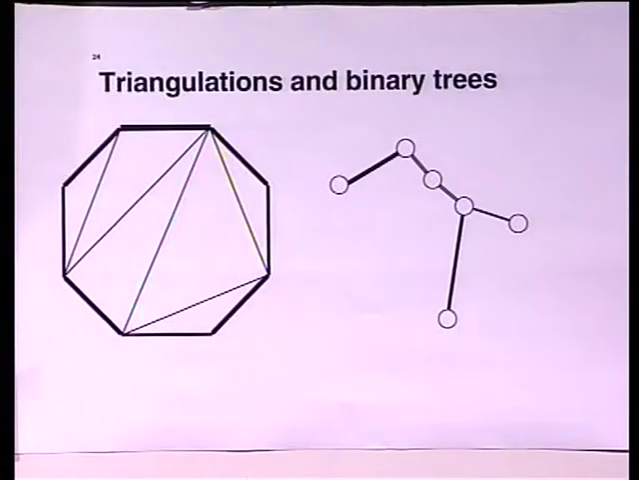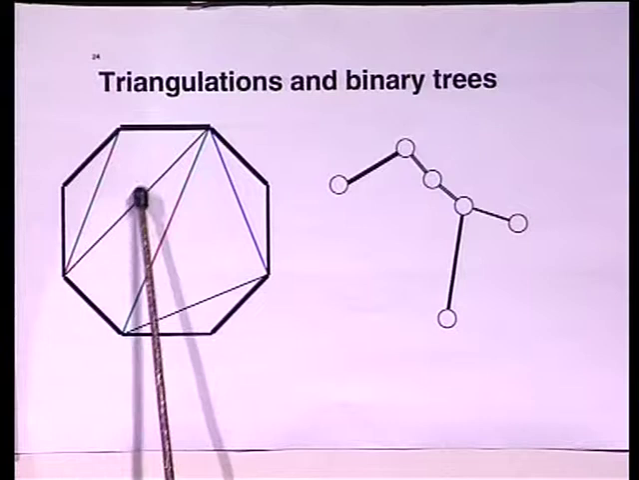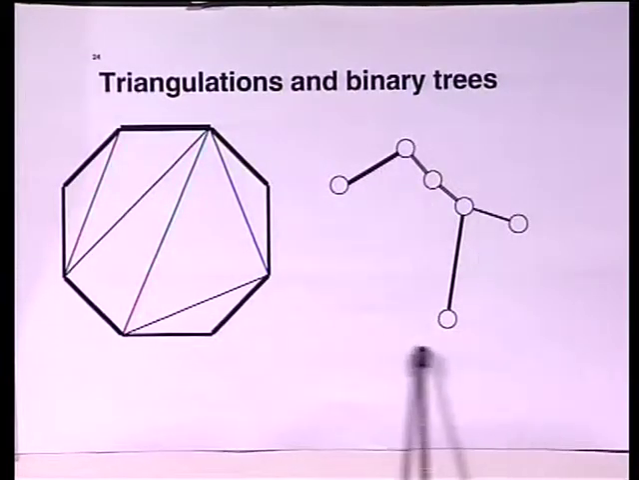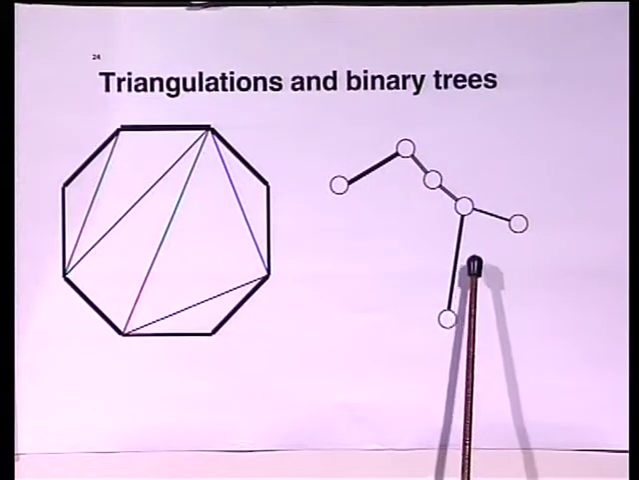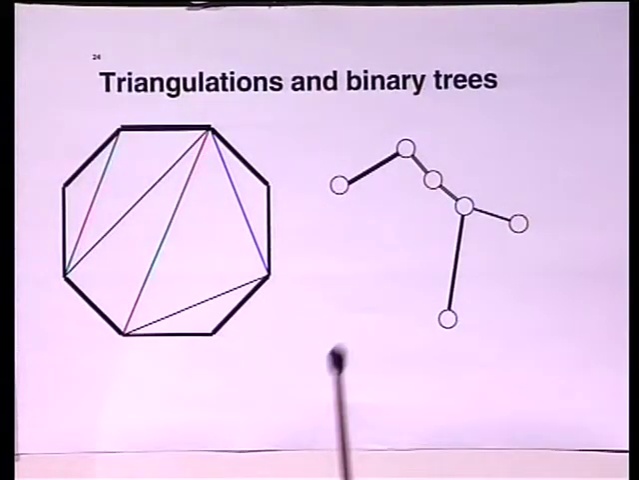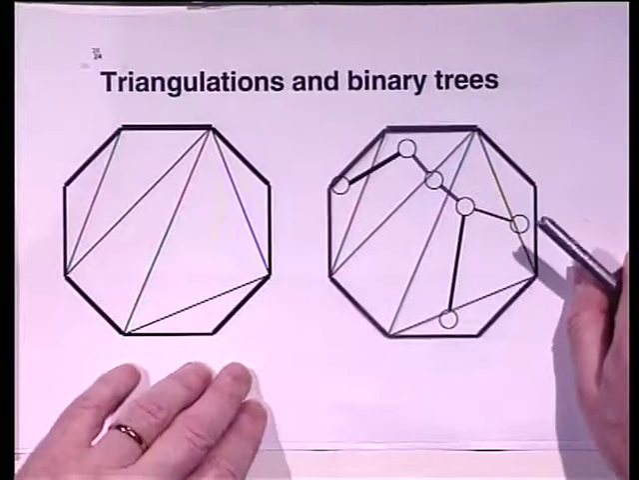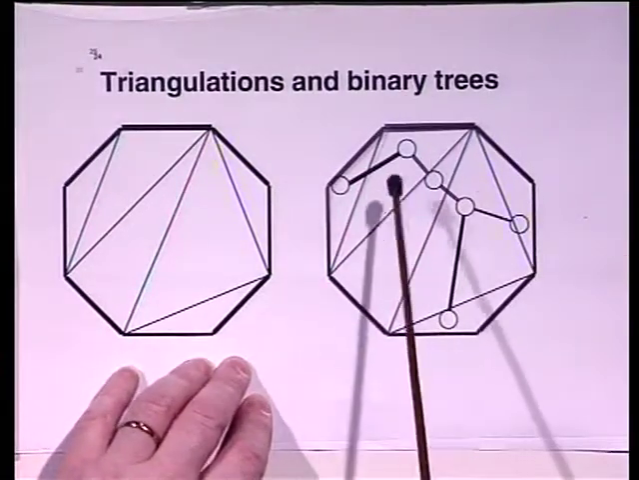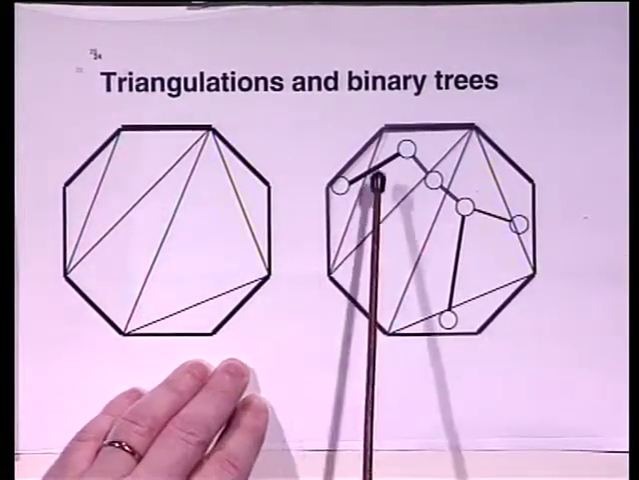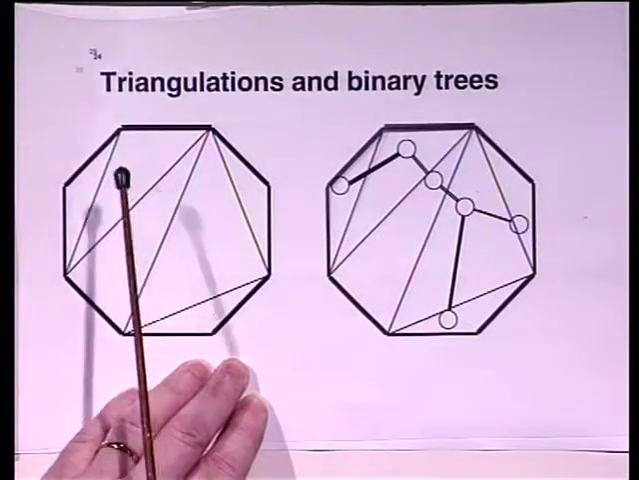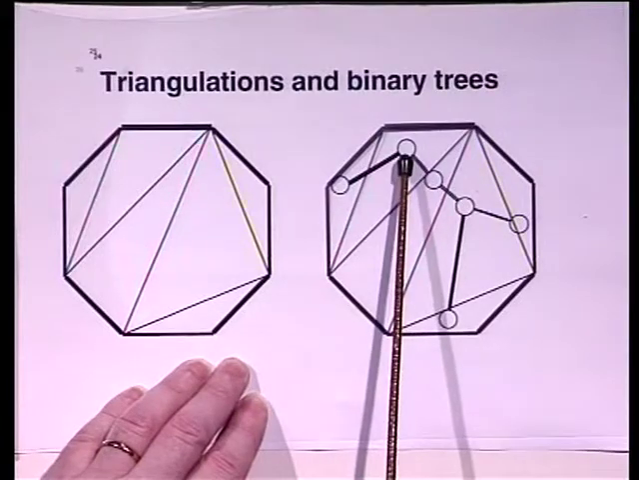So here we see an octagon. This octagon is divided into 6 triangles, and here we see a binary tree with 6 nodes. And these two correspond in the way that you will now see. What I've done is put inside every triangle of the octagon a node of a binary tree.